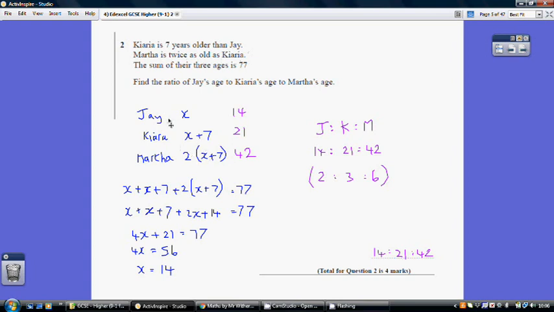Now what are we told about these three? We're told that the sum of their 3 ages is 77. So when we add J's and Kira's and Martha's ages together, this equals 77. So x plus 7 plus 2 lots of x plus 7 equals 77. Expand the brackets, we get 2x plus 14 here. Gather up like terms, so gather our x's, we get 4x. Gather our normal numbers on the left, we get 21, and that's equaling 77. Take away 21 from both sides, then divide.